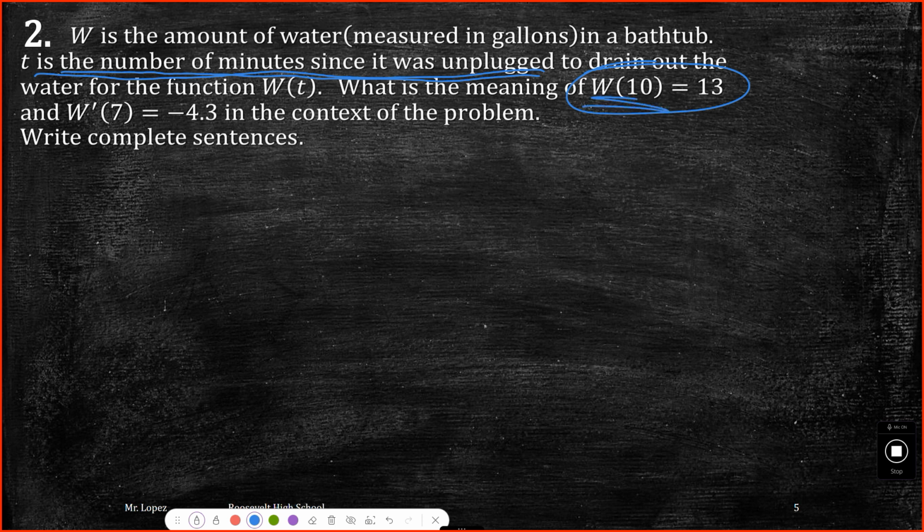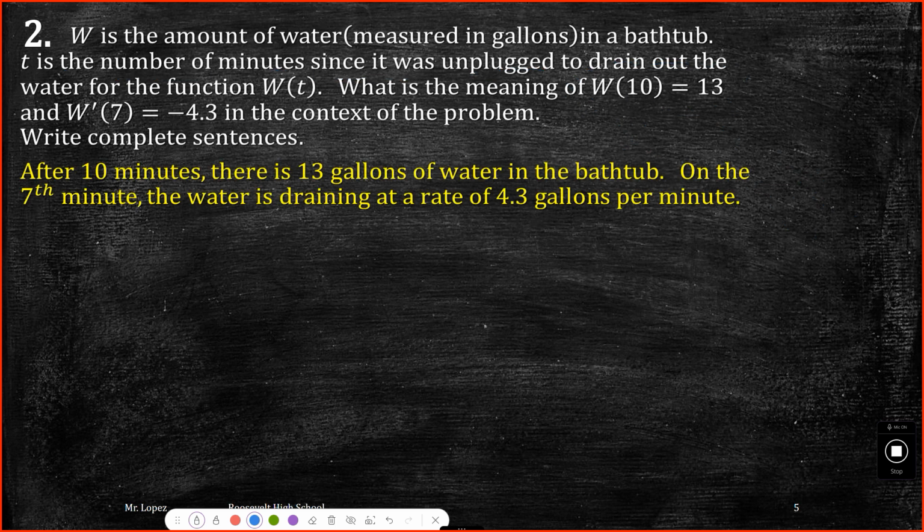So wouldn't it be the amount of water? This is time, no? So time, and then this is water. So in what? In gallons? So gallons. So at time equal to 10 minutes after it was unplugged, there were 13 gallons of water in the bathtub.